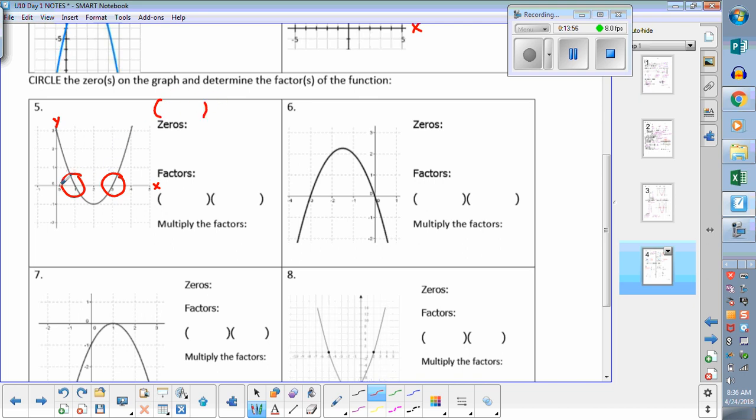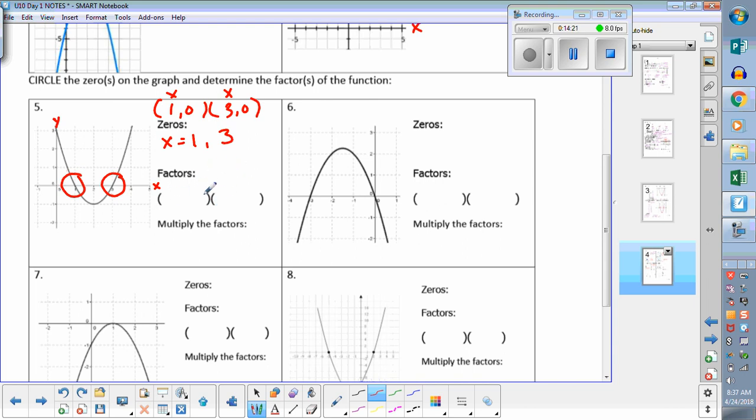So the first ordered pair is going to be +1 and 0, and the second one is going to be 3, 0. They're looking for the x value. You do not have to write the ordered pair. You could have just written x equals 1 and 3, and now they want you to factor it out.